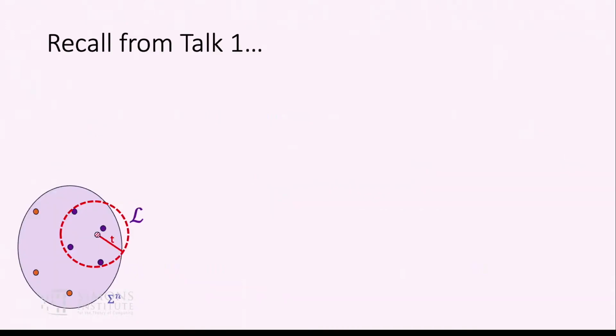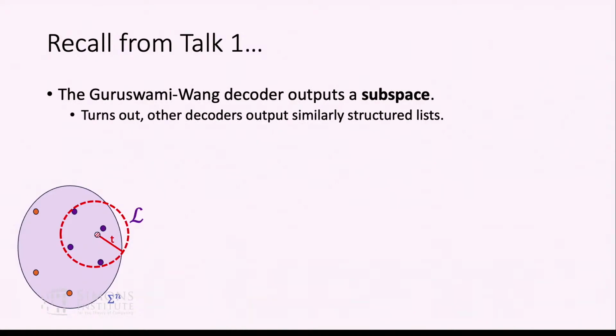So let's recall from talk 1. This is the bit that I rushed at the end because I really wanted to highlight it. So it's good that I'm getting to this bit because I did that. The Guruswami-Wang decoder that we talked about, the only thing I told you about it is that it outputs a subspace, right? It outputs a constant dimensional subspace that's guaranteed to contain the list. And it turns out other decoders also output similarly structured lists. Things that live in this interpolate-a-polynomial-and-find-the-roots paradigm, a lot of times they output nicely structured lists. And so let curly L be the list that we want to return.